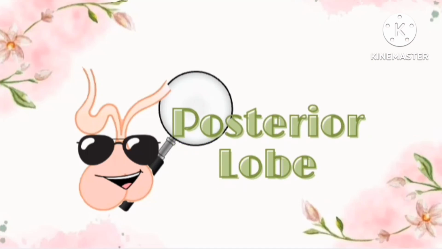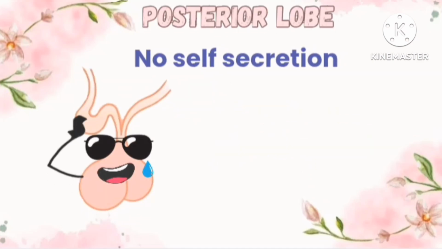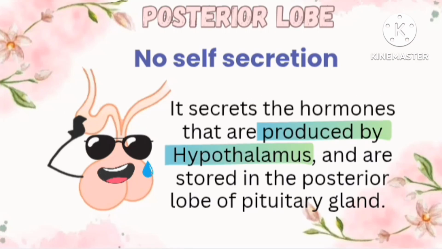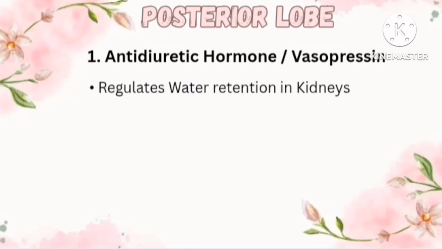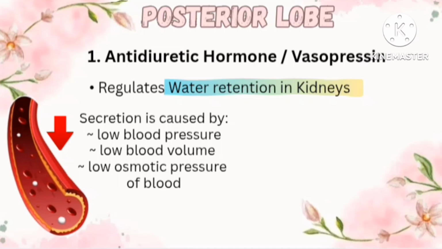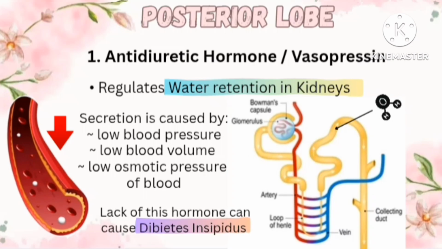And finally, the posterior lobe. Well, the posterior lobe does not secrete any hormone of its own. In fact, it secretes the hormones that are produced by hypothalamus and are stored in the posterior lobe of pituitary gland. There are two such hormones. Number 1. Antidiuretic hormone, also known as vasopressin. It regulates water retention in kidneys. Its secretion is caused by low blood pressure, low blood volume, and low osmotic pressure of blood. To maintain balance, it increases water reabsorption in distal parts of nephron. A lack of this hormone produces diabetes insipidus.